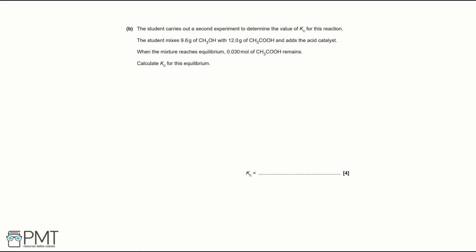The first thing to do with this question is highlight the key pieces of information. So that's the mass of methanol and the mass of ethanoic acid, that the equilibrium moles of ethanoic acid is 0.03 moles, and that we want to calculate Kc for this equilibrium. So the first equation triangle we're going to use is one where we've got mass at the top, and mass is equal to moles times the relative formula mass.